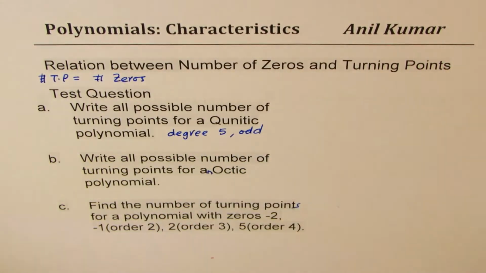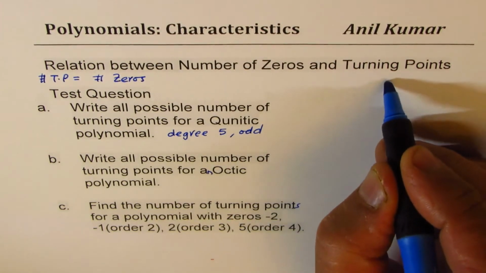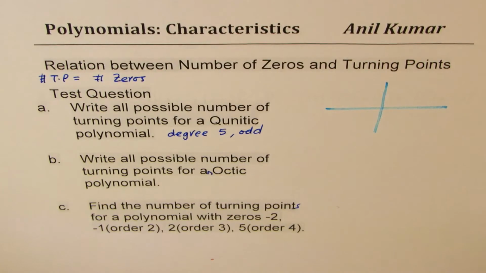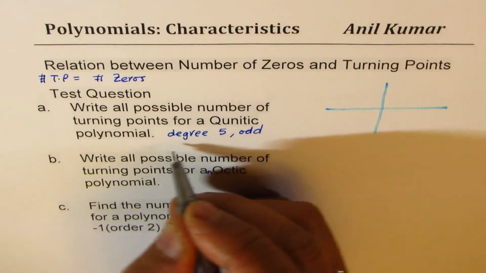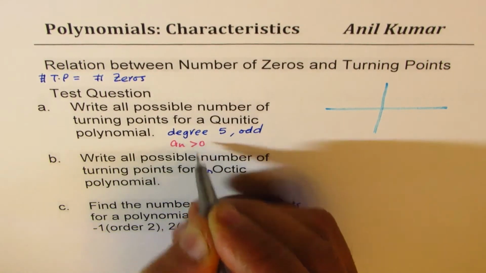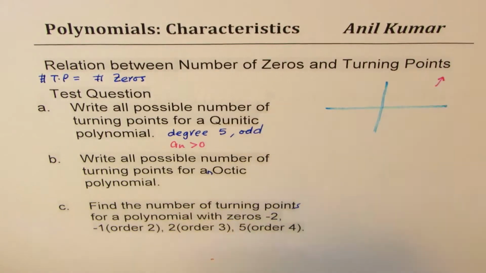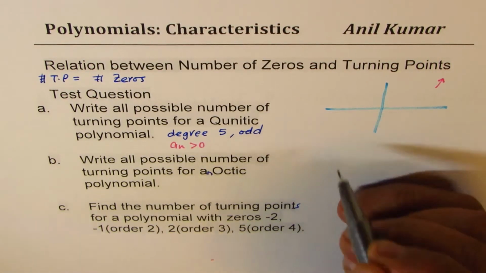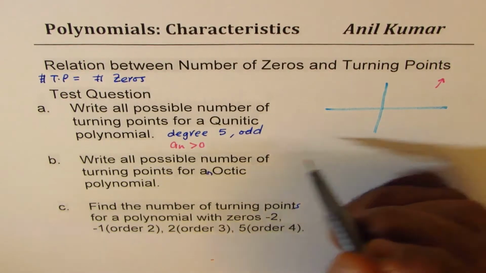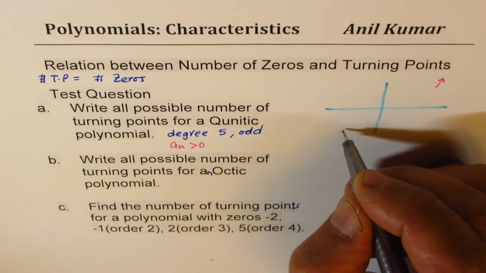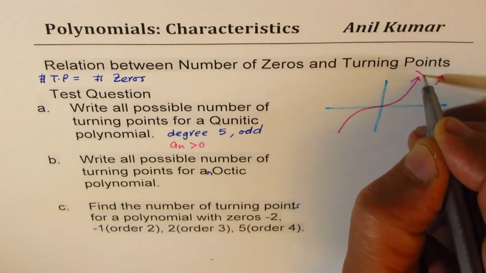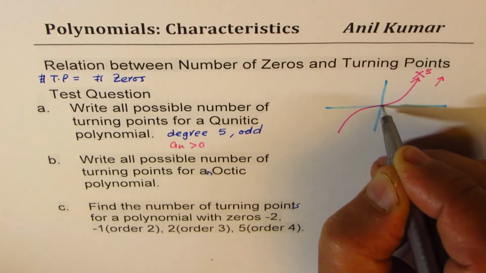Odd degree. So when we are talking about odd degree function, well, we'll assume in this case that the leading coefficient an is greater than 0. That means right side is up. This is what we are going to assume for the time being. It could be negative, the graphs will be reflected on x-axis. Okay. For degree 5, we could have a very simple graph which could be kind of like this, x to the power of 5.